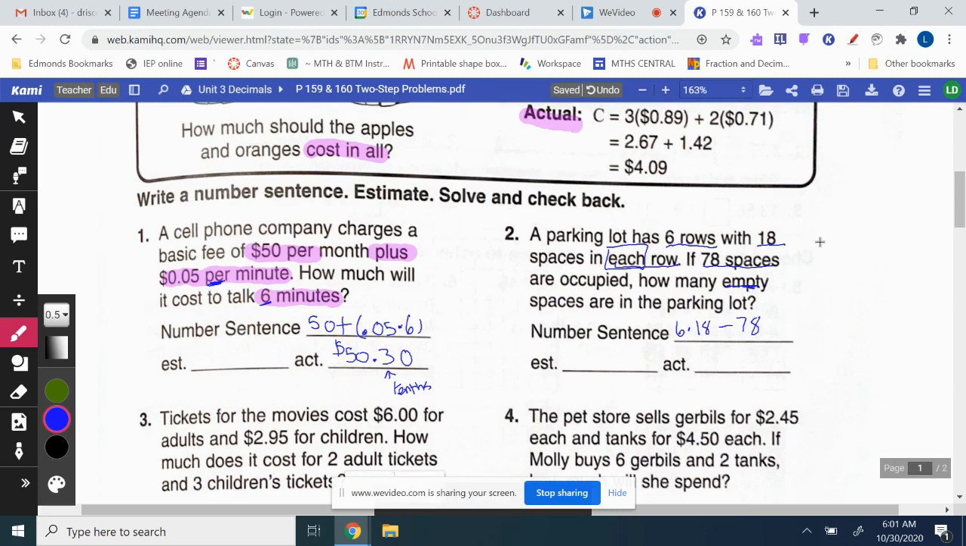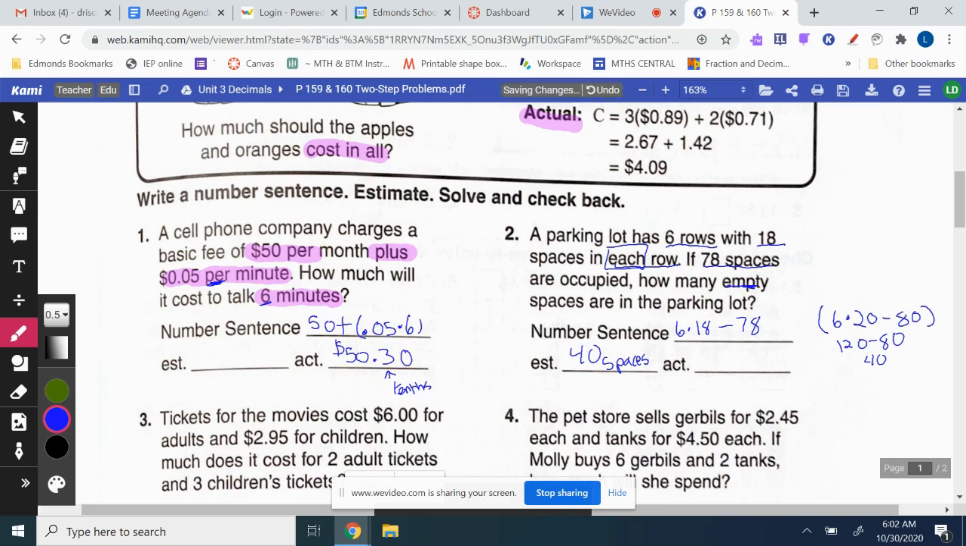This is where I would use estimation, and I would say 6 times 20. So I'm going to put my estimation out here. 6 times 20 minus 80. Well, 6 times 20 is 120. Minus 80 gives me 40. So there's going to be about 40 spaces.